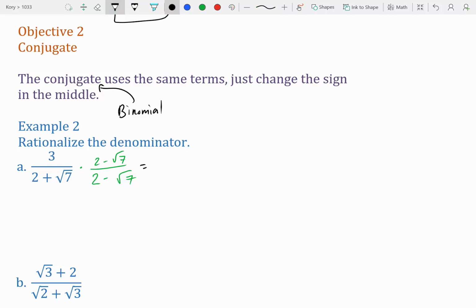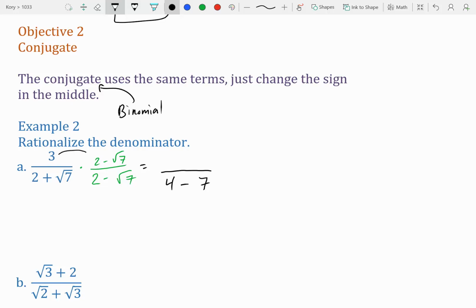Now I'm going to teach you a trick. The bottom, you don't need to FOIL. The bottom, all you need to do is square both and put a minus. So 2 squared is 4, and the square root of 7 squared is 7. When you square a square root, the square root goes away.